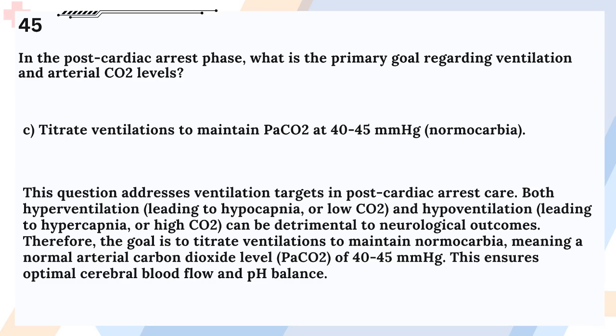Answer: C. Titrate ventilations to maintain PaCO2 at 40 to 45 mm of mercury, normocarbia. This question addresses ventilation targets in post-cardiac arrest care. Both hyperventilation, leading to hypocapnia, or low CO2, and hypoventilation, leading to hypercapnia, or high CO2, can be detrimental to neurological outcomes. Therefore, the goal is to titrate ventilations to maintain normocarbia, meaning a normal arterial carbon dioxide level, PaCO2, of 40 to 45 mm of mercury. This ensures optimal cerebral blood flow and pH balance.